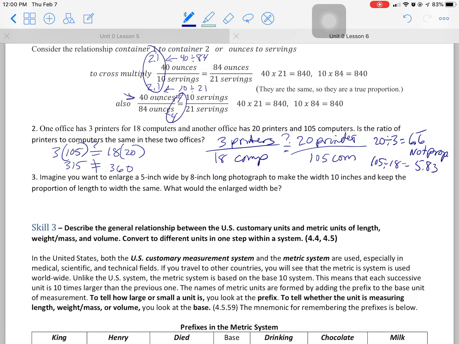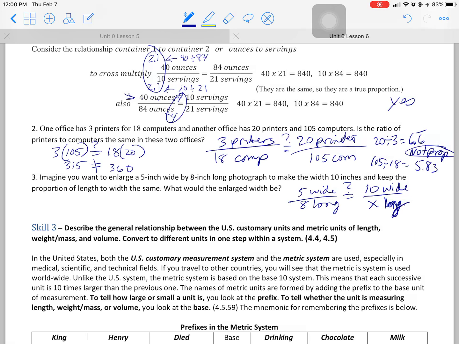It's not a proportion. This was a yes, this was a no. Let's see what this one is. It says we have a 5 wide by 8 long. Does that equal 10 wide? Oh, it's asking how long that needs to be to keep them the same. So it's asking what it would take to make them a proportion. So that's not a yes or a no.